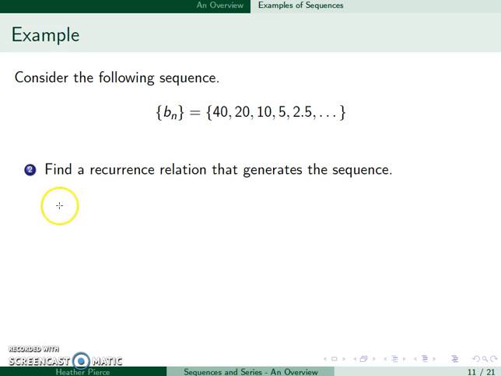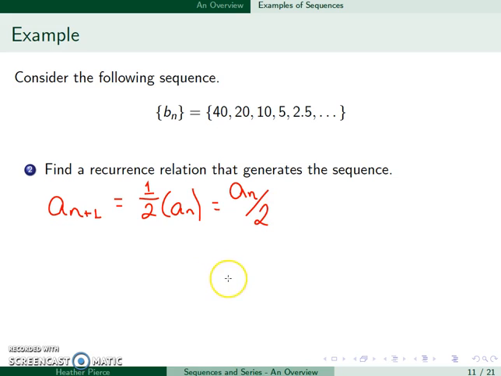To find a recurrence relation, we just found that. We'll take our previous term and multiply by 1/2. And this can also be written as a sub n over 2, since multiplying by 1/2 is the same thing as dividing by 2.